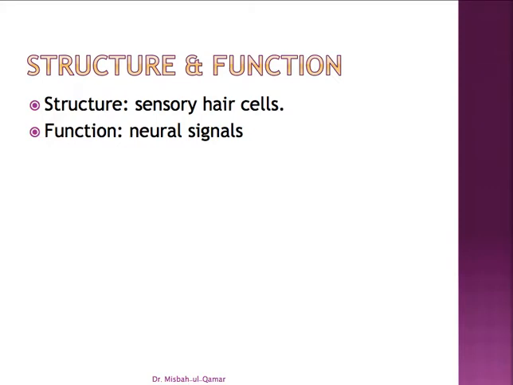The organ of Corti consists of thousands of sensory hair cells, which are attached to the basilar membrane and also to various supporting cells. Now, as far as function is concerned, the hair cells located in the organ of Corti transduce the mechanical sound vibrations into nerve impulses, and this is how the neural signals for hearing are generated.